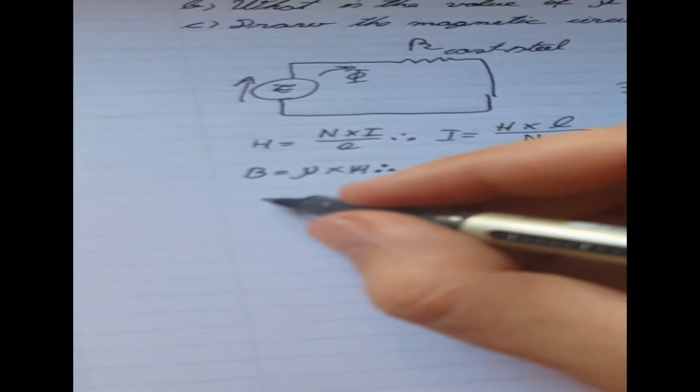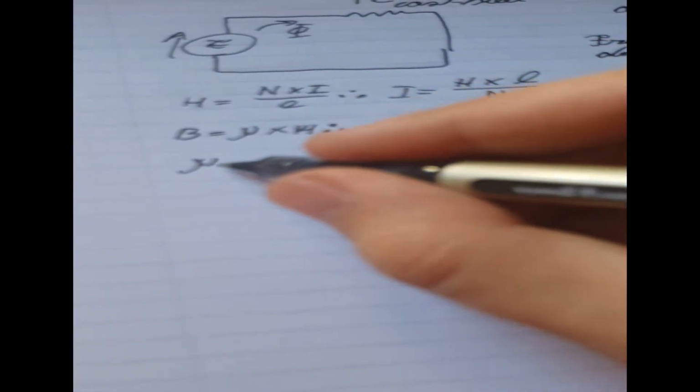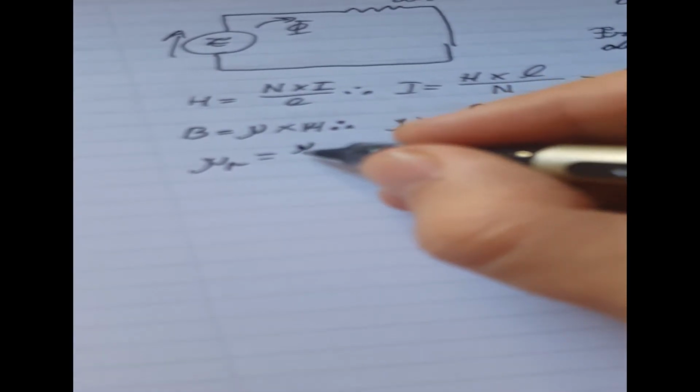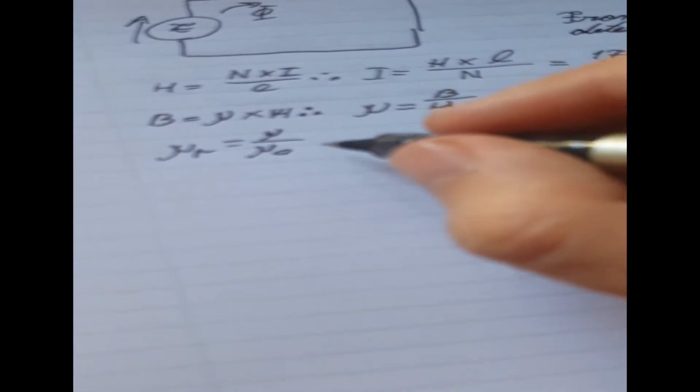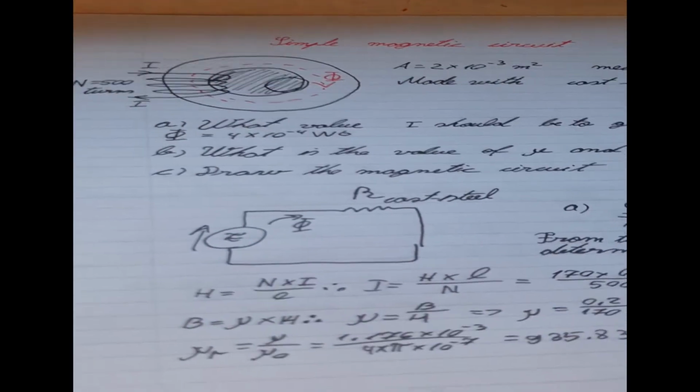And now we need to find the relative permeability, and that'll be mu R is equal to mu over the permeability of the air. From the inductors we already know the permeability of the air, which is 4 times pi times 10 to the minus 7, and that will give us a relative permeability of 935.83. And there you go, we found the current and the permeability inside this circuit.